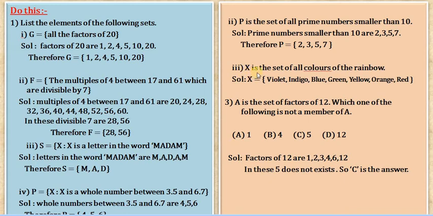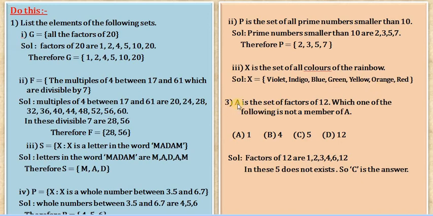Third bit. X is the set of all colors of the rainbow. Now colors of the rainbow, in short, we call VIBGYOR, isn't it? That means X is equal to {violet, indigo, blue, green, yellow, orange, red}, which are the colors in the rainbow. So we have written those names and separated them by commas.